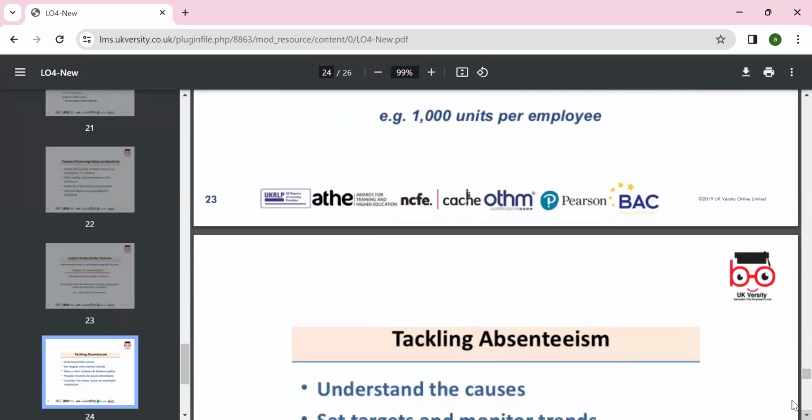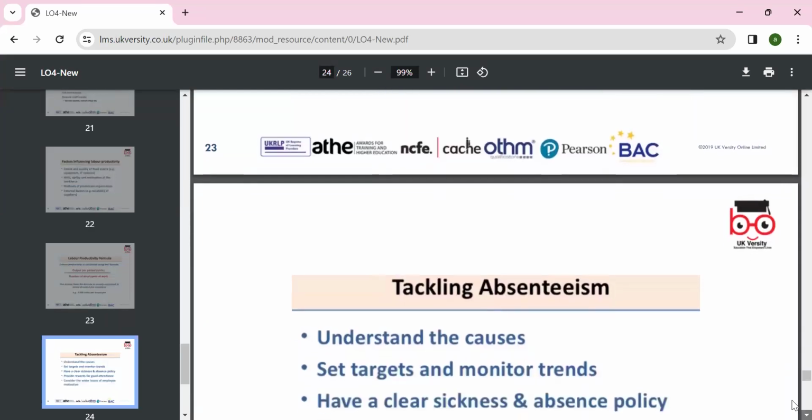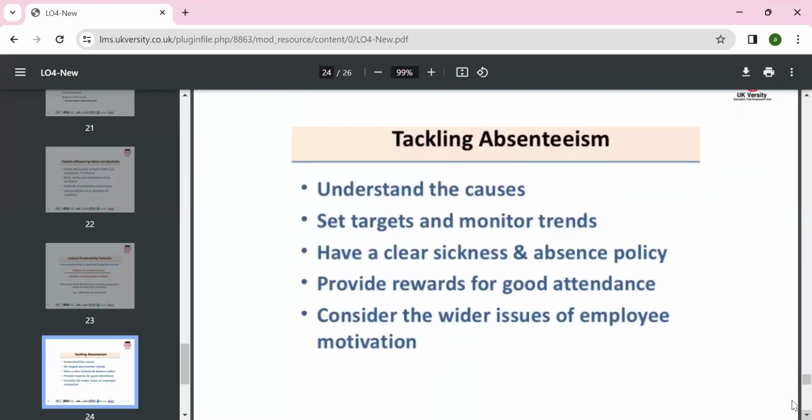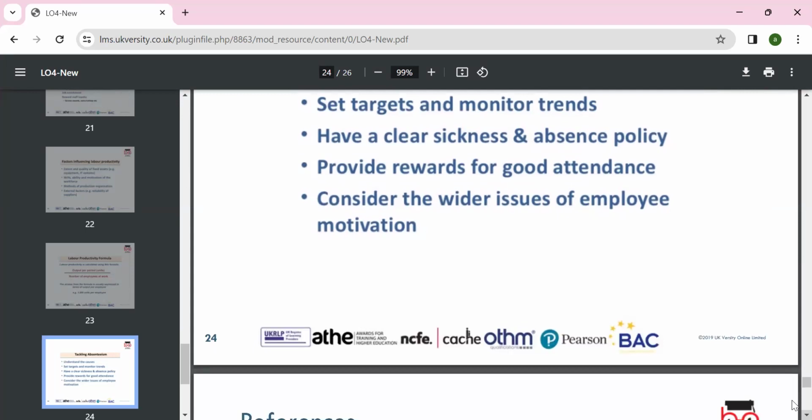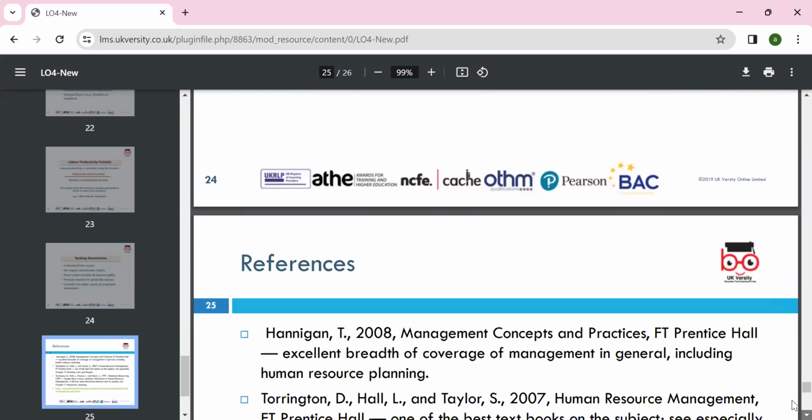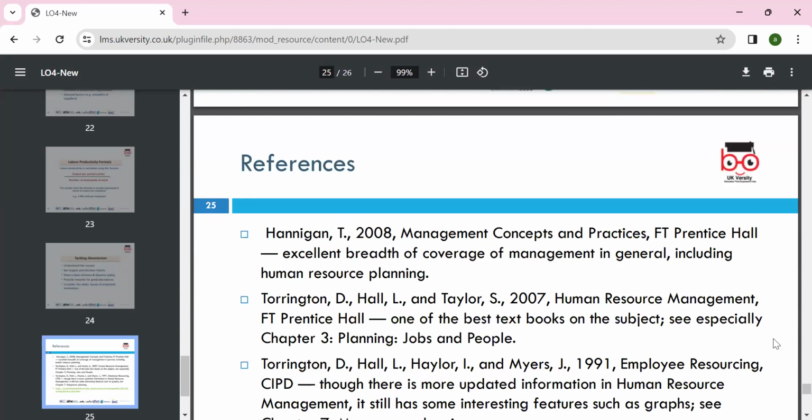We can also look at tackling absenteeism: understand the causes, set the target and monitor, have a clear sickness absence policy, provide reward for good attendance, and consider the wider issues, including motivation. So that was the key in our lesson today.